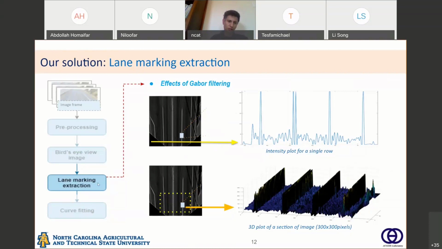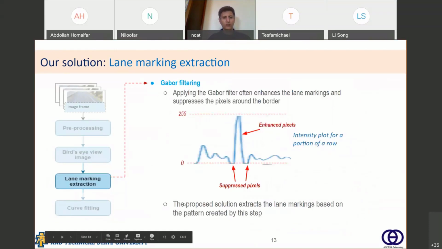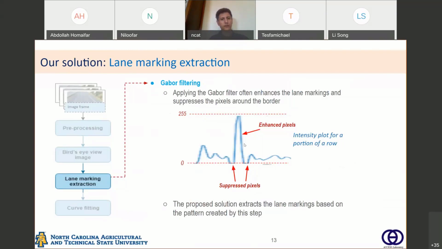So our lane extraction method tries to take advantage of these patterns. This is the 3D plot of our processed image. And as you can see, these are the peaks corresponding to these lane markings. This is the magnified image for a single peak. And these are just suppressed pixels. And because of this enhancement, the intensity value for each lane boundary might approach or be close to 255, which is the highest value.